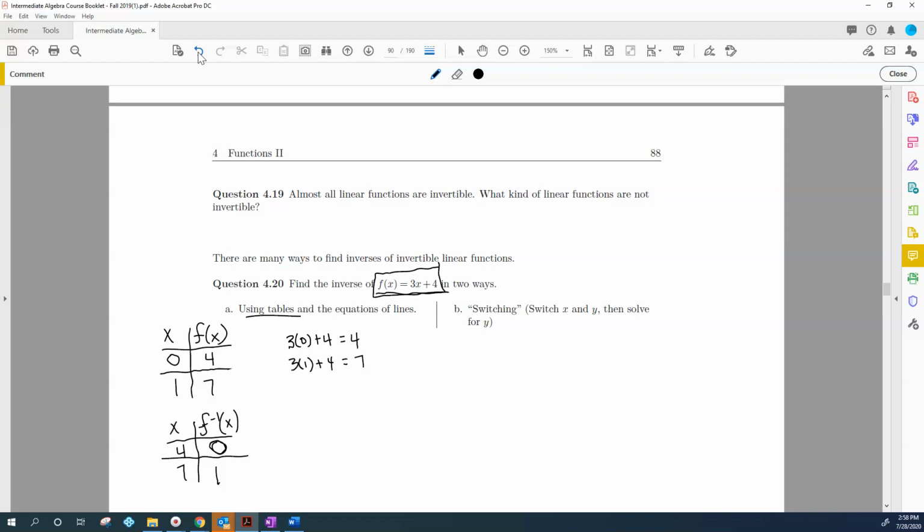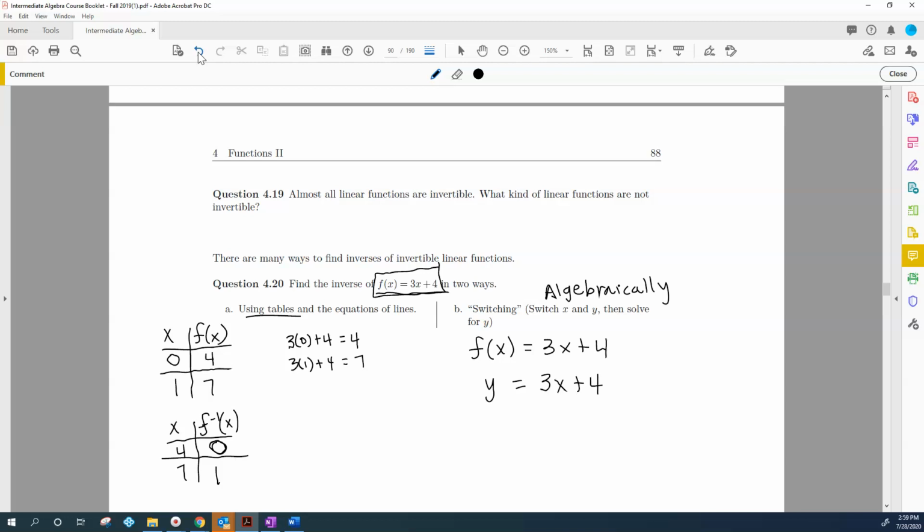Okay, but the other way to do this is if we're trying to find the inverse of this exact function, f of x equals 3x plus 4, we can do this algebraically. And we do that by following basically 4 different steps. Okay, so let me write down this function again. So the first thing I'm going to do is change my f of x to y. So it says y equals 3x plus 4.